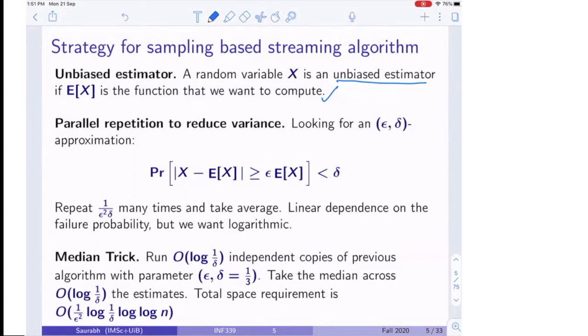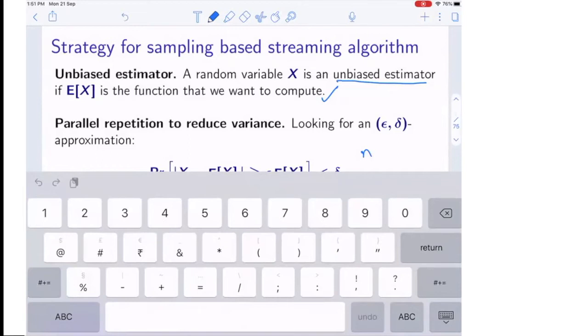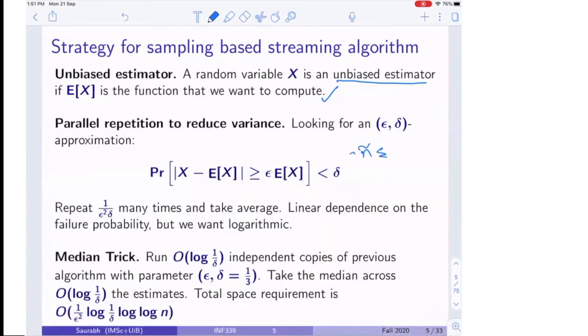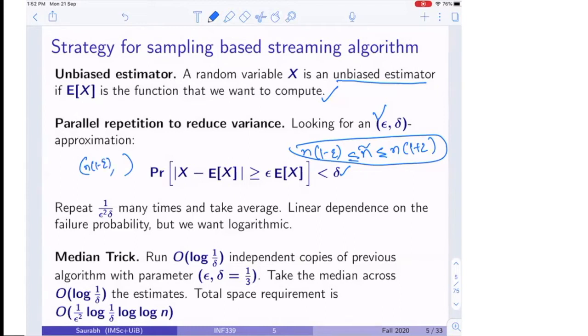And basically our main goal is to show that whatever the number, the n tilde, you want to compute, it is not too far away from the real number, right? So the n tilde which we want to return is within this range, and that is what this epsilon means. And delta is the probability that you are far away from this range. Or in other words, you are within the range of n times 1 minus epsilon to n times 1 plus epsilon with probability at least 1 minus delta. So epsilon is called accuracy and delta is called confidence.